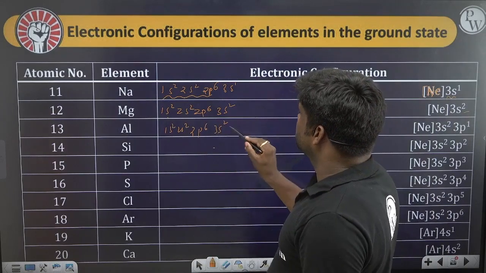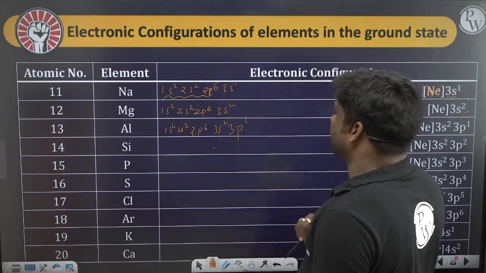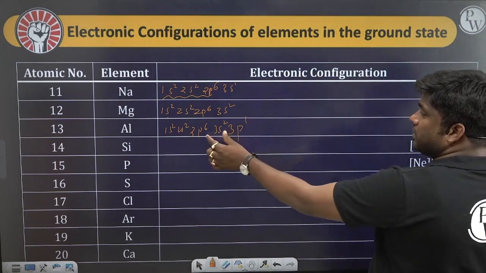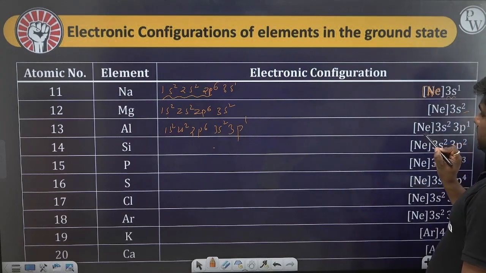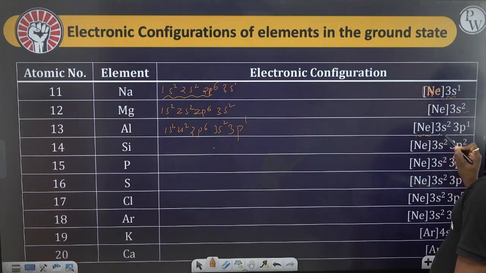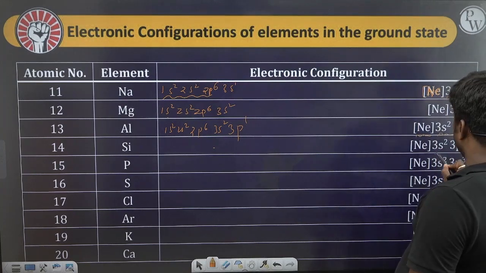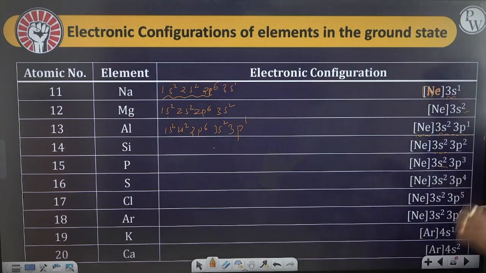Next, what will come? 3p1 will come. Once s orbital is completely filled, next one is 3p. So 1s2, 2s2, 2p6 is neon. And next is 3s2 3p1, next 3s2 3p2, 3s2 3p4, like that you will be getting. Okay.